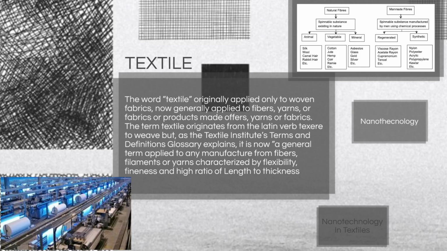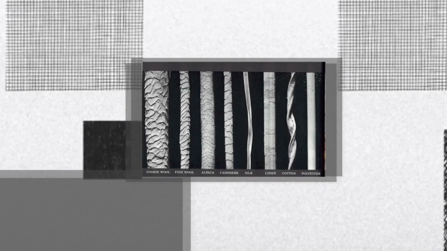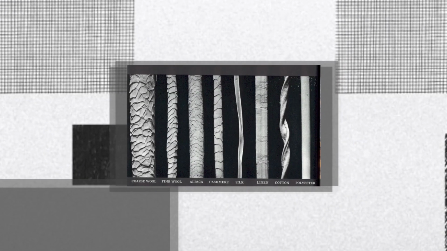Here, fibers are examined in two main groups: natural and man-made. Natural fibers are in three groups, as those produced from animals, plants, and minerals. Man-made fibers are in two groups, as those produced from regenerated and synthetic. This photo shows their appearance under the microscope.